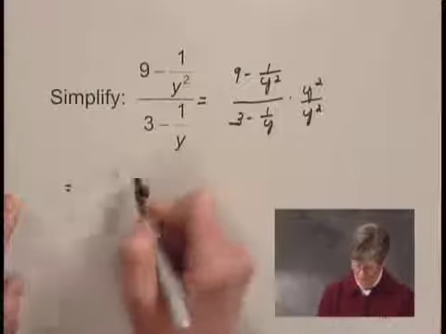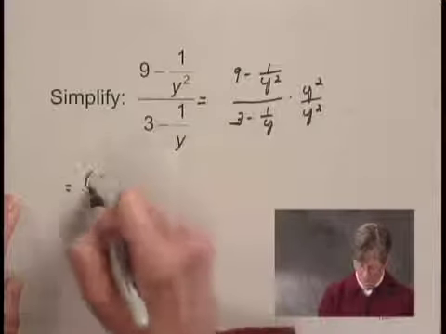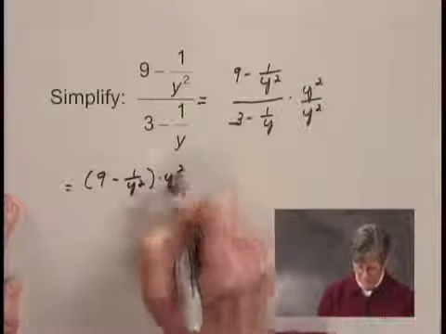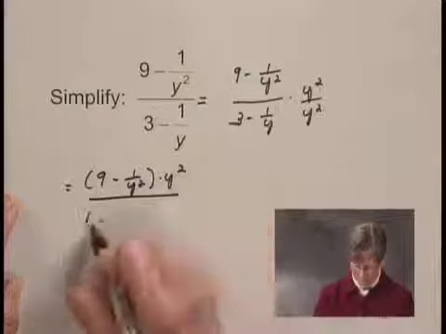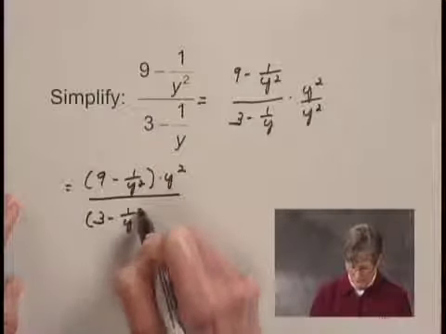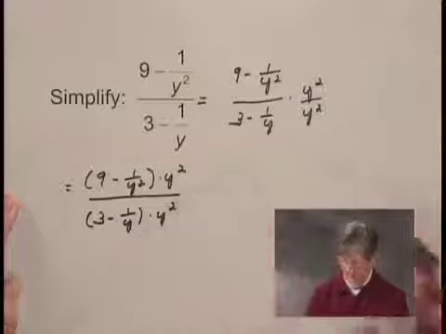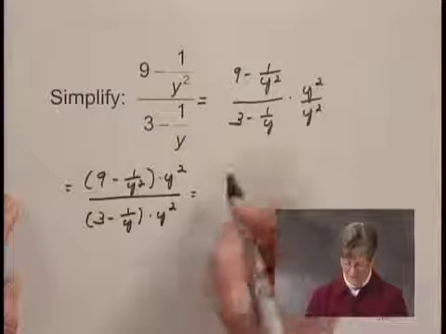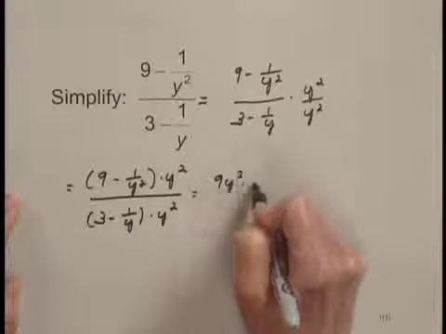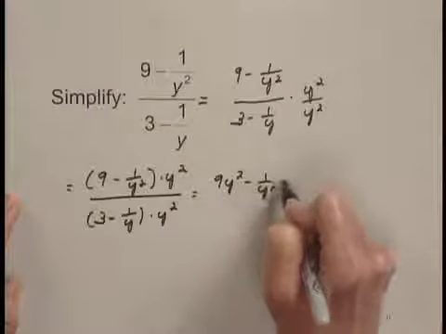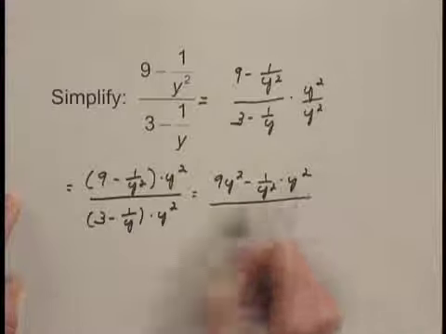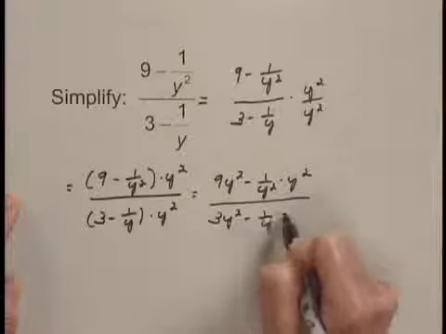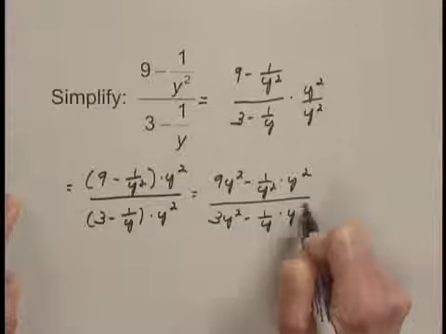And let's write that multiplication. Multiplying the numerators, I have 9 minus 1 over y squared times y squared, and multiplying the denominators, 3 minus 1 over y times y squared. Now, doing the multiplications, removing parentheses, I'll have 9 times y squared minus 1 over y squared times y squared. And down here I have 3 times y squared minus 1 over y times y squared.